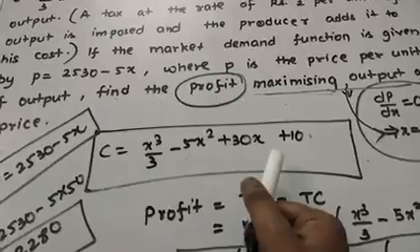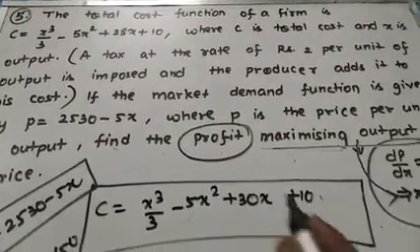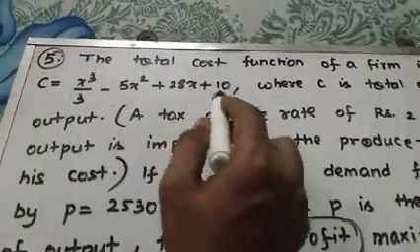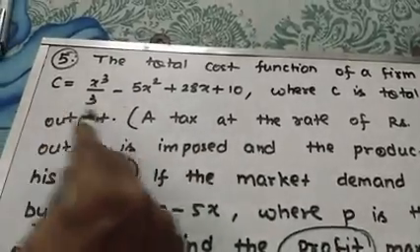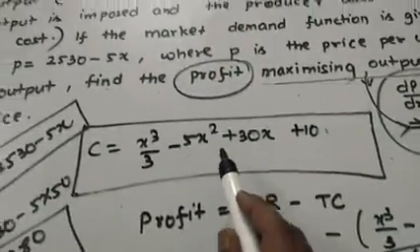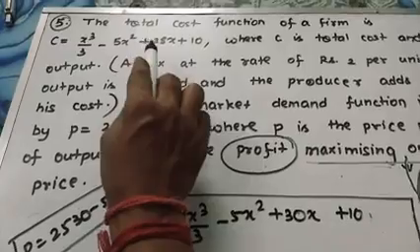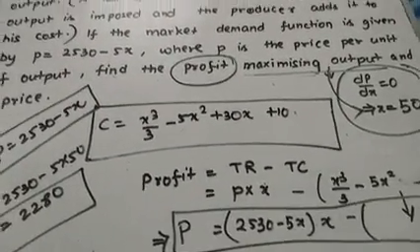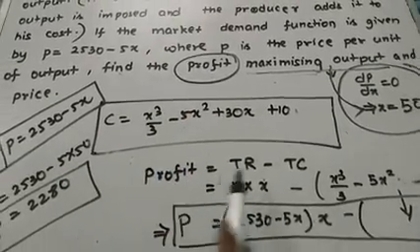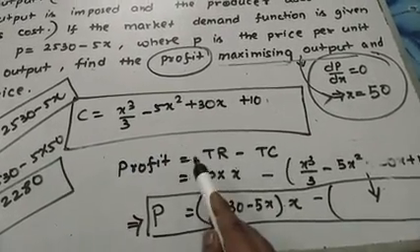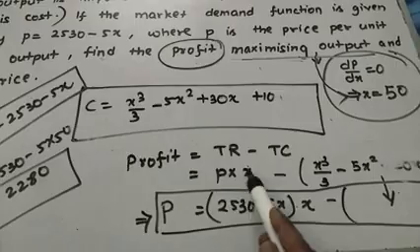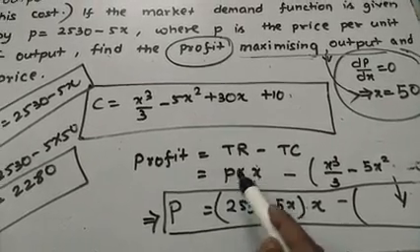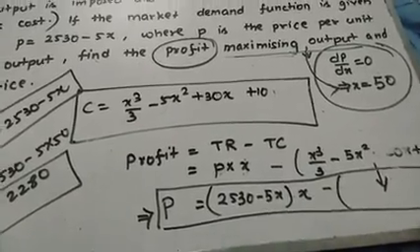Cost is given to you, but a tax that is 2x is added to this cost function. So after adding this 2x, you will get this cost, just simply adding 28 plus 2x. So this is the cost. Now you have to find the profit. Profit means total revenue minus total cost. Total revenue means price into demand, that is P into x. Price is given to you, just put the price into x. Now just simplify and differentiate.